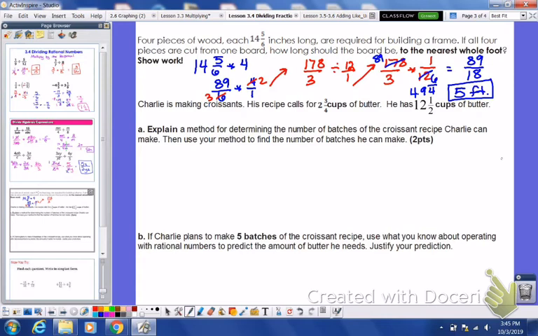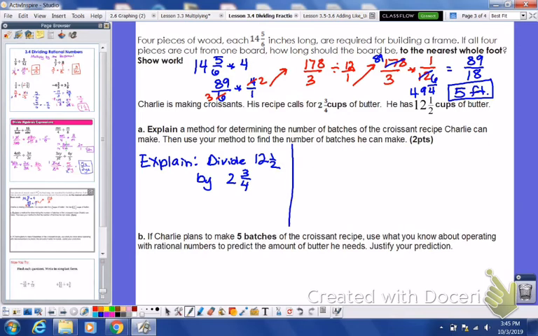Okay, one last two-parter here. Charlie's making croissants. His recipe calls for 2 3/4 cups of butter. He has 12.5 cups of butter. Part A, explain a method for determining the number of batches of the croissant recipe Charlie can make. Then use your method to find the number of batches he can make. Okay, so explaining. My explanation is going to be short and sweet. We're going to divide 12.5 by 2 3/4 because he has 12.5 cups. Each batch takes 2 3/4 cups to make. So there's our explanation. We're going to divide.